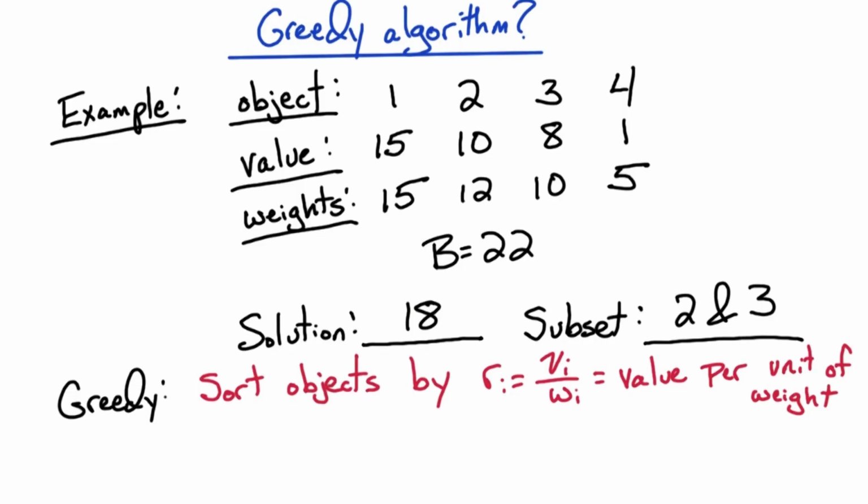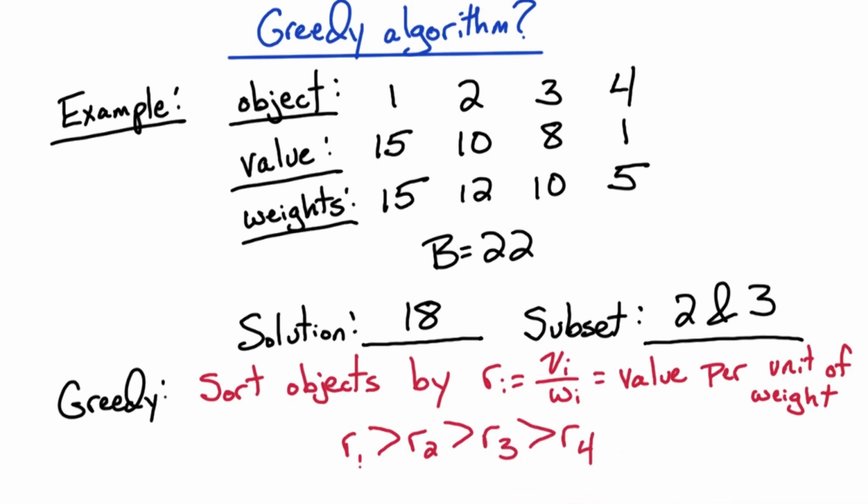In summary, the greedy approach would sort the objects by their value per unit of weight, which is this quantity Ri. It's its value divided by its weight. In this example, the objects are already sorted by that ratio. We have that R1 is bigger than R2, is bigger than R3, is bigger than R4.